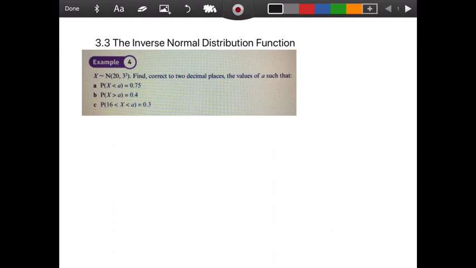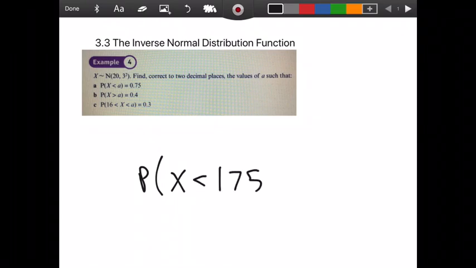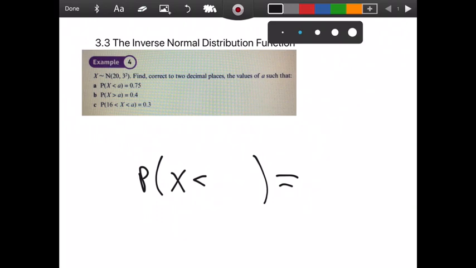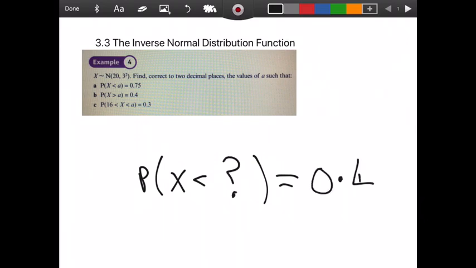So previously we were looking at the normal distribution and we were saying things like, what's the probability that a person is less than 175 centimetres tall? But now, instead, we're going to say the probability that someone is a certain height or less is, say, 40%, and we need to find out what this value is.